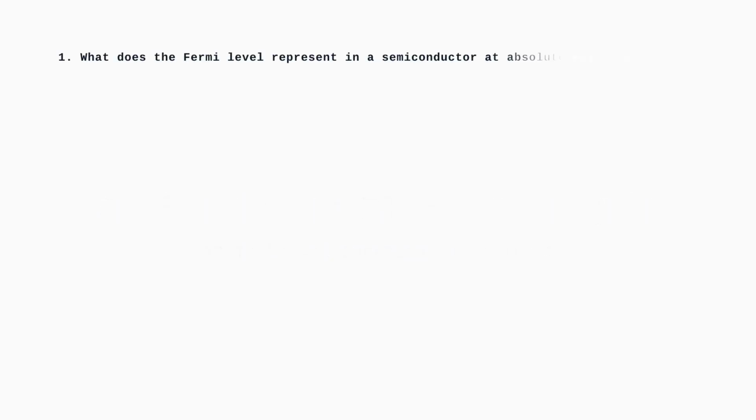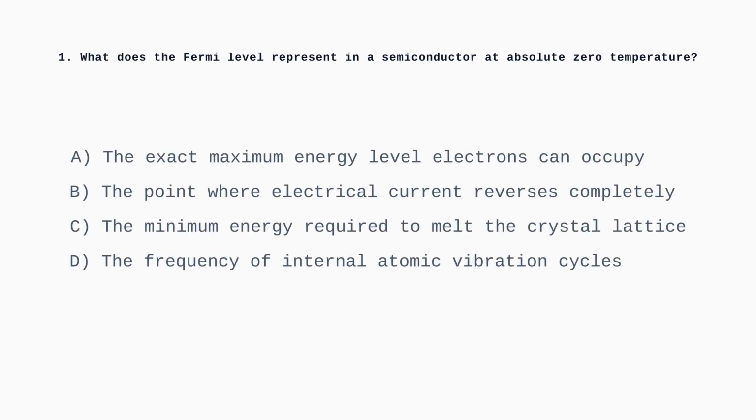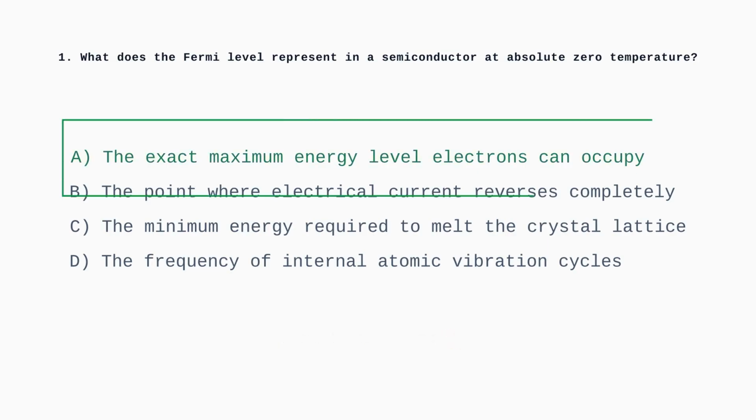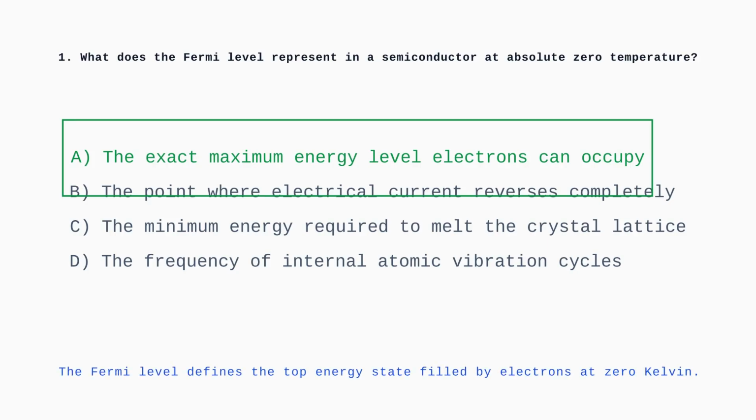Question 1. What does the Fermi level represent in a semiconductor at absolute zero temperature? At absolute zero temperature, the Fermi level indicates the theoretical maximum energy state occupied by electrons.